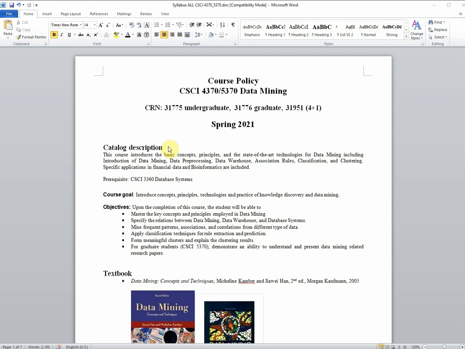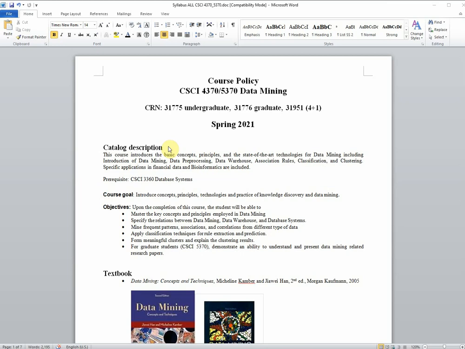Starting with the catalog description, this course is an elective course and introduces basic concepts, principles, and state-of-the-art techniques for data mining, including introduction to data mining, data preprocessing, data warehouse, association rule, classification, and clustering. Specific applications in financial data as well as some bioinformatics are going to be included.